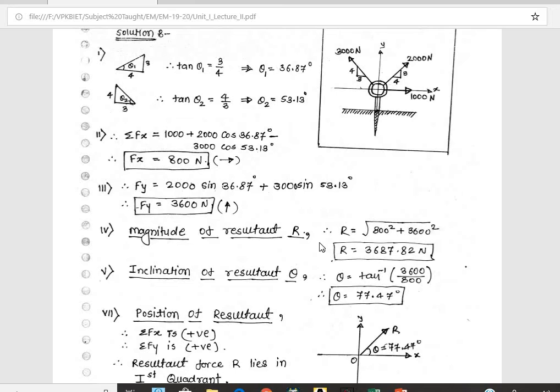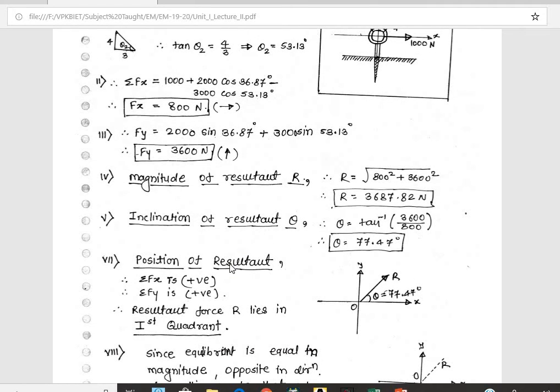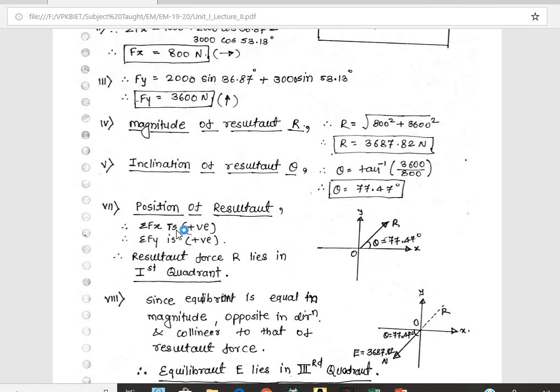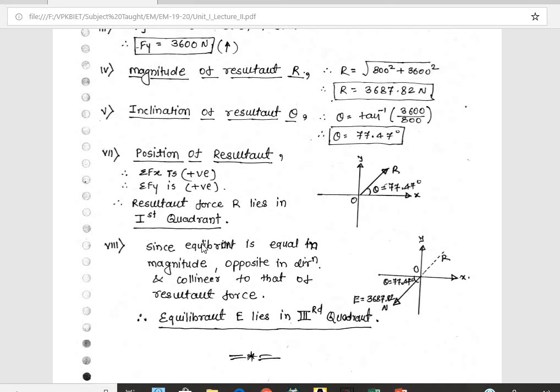Now calculate the resultant. R is equal to the square root of 800 squared plus 3600 squared. R is equal to 3687.82. Its inclination theta is tan inverse of Fy by Fx, which is 77.47 degrees. Since Fx and Fy are both positive, the resultant lies in the first quadrant. Now see, this is the position of resultant R in the first quadrant. Since the equilibrium force is equal in magnitude, opposite in direction and collinear to the resultant force, the equilibrium force E lies in the third quadrant.